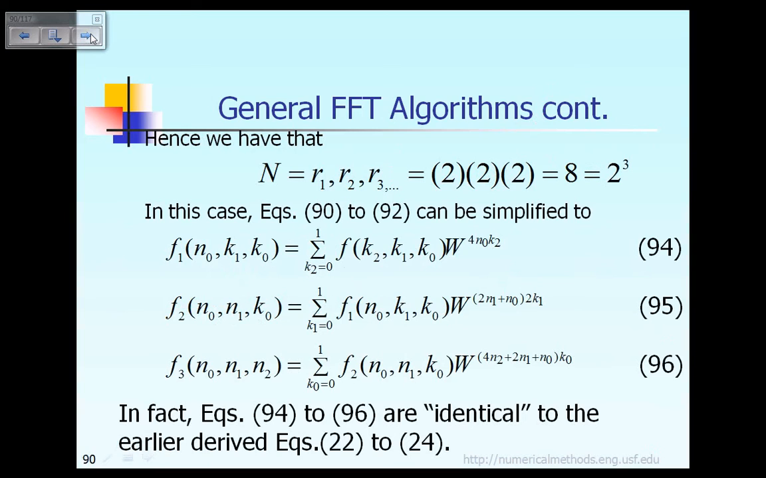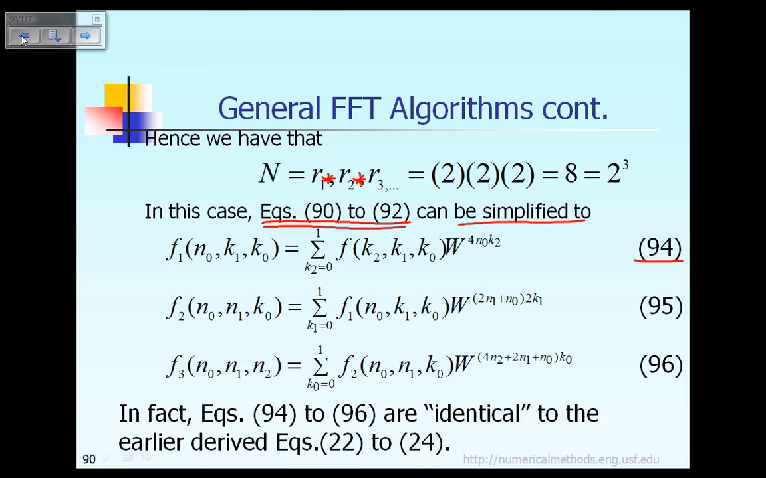Well, there's a typing error here again. The capital N should be equal to R1 times R2 times R3, not with a comma. In this case, equations 90, 91, 92 that we developed a few slides ago can be simplified to equation 94. Well, in case you don't see it, let's go back to equations 90, 91, 92.